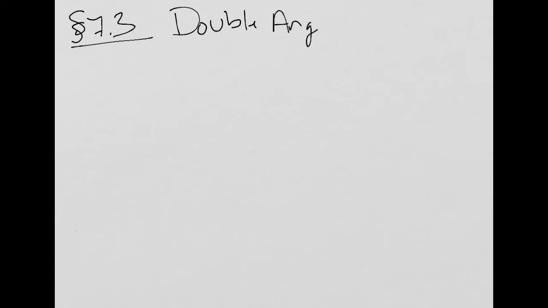As we move into section 7.3, first thing I want to talk about is the double angle formulas. These are kind of nice because they allow us to take an expression like sine of 2x and write it as something that's just in terms of a sine x and a cosine x.